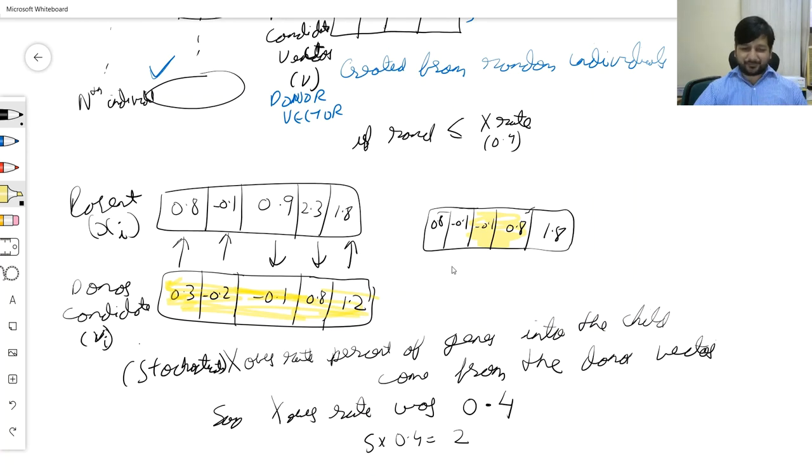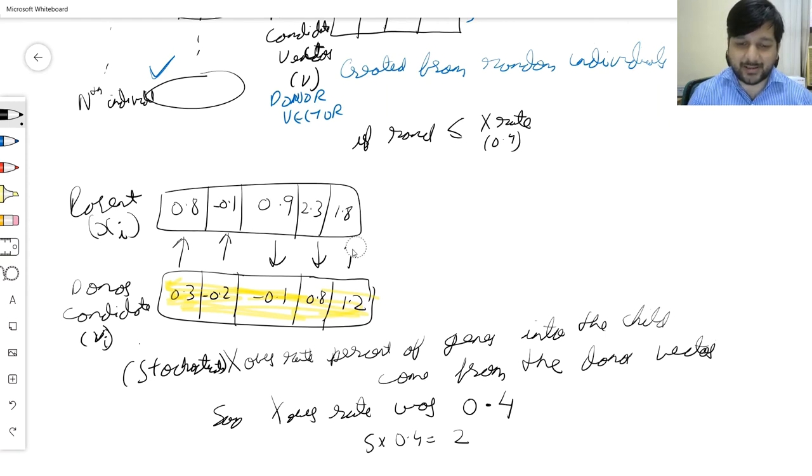Now, if I apply it in this way, there are chances that a child becomes exactly the same as a parent. It's a fair chance that the child becomes exactly the same as a parent, which is not very good. So I stop that condition from happening externally. And by stopping that condition, I will be ensuring that at least the donor vector donates one gene.